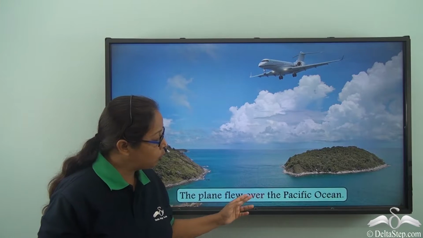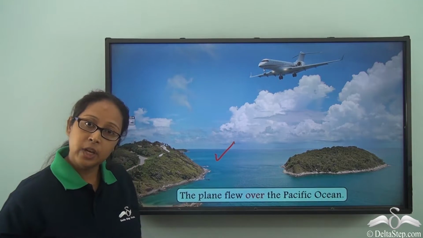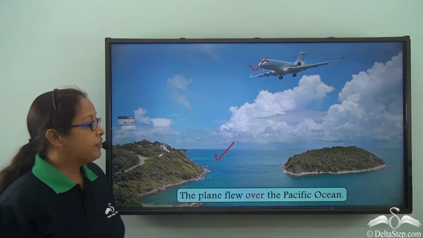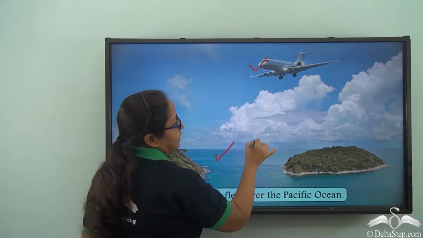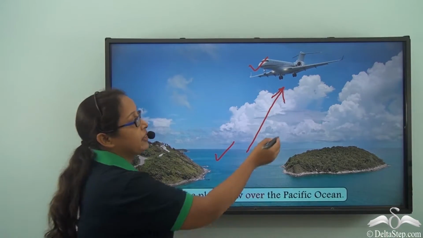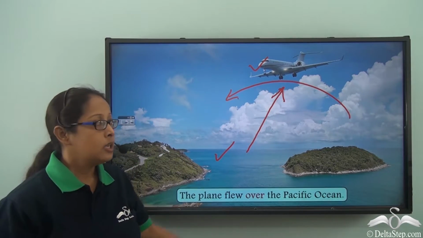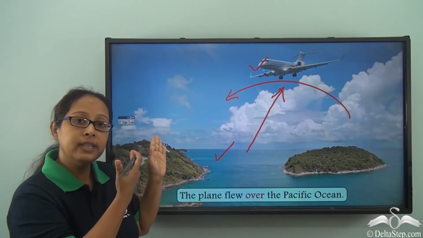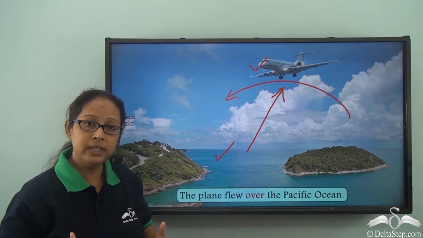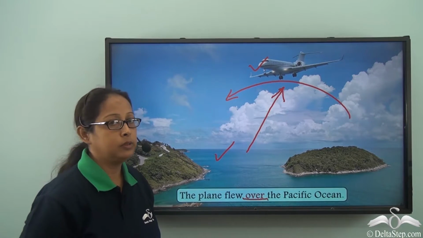The plane flew over the Pacific Ocean. This is the Pacific Ocean and here is our aeroplane. So, we can already see from the picture that this is way high. This plane is actually covering some area. There is some movement that is happening. So, it started from somewhere and it is moving in the sky towards another direction. So, when there is some amount of movement involved, then we use the preposition over.